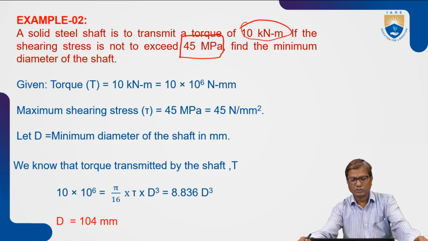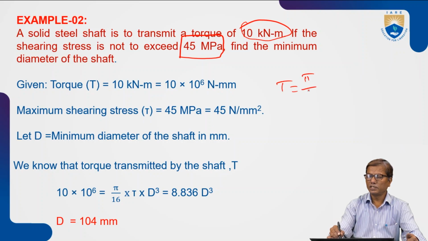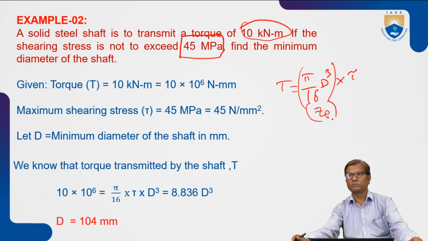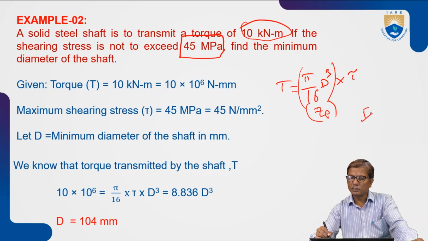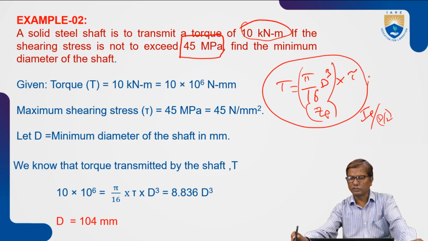For this, again we will use the condition T is equal to pi by 16 d cube into tau. How will you get this? This is the polar section modulus, which is IP by d by 2, that is IP by r, where r is the radius of the shaft, from the torsion equation.